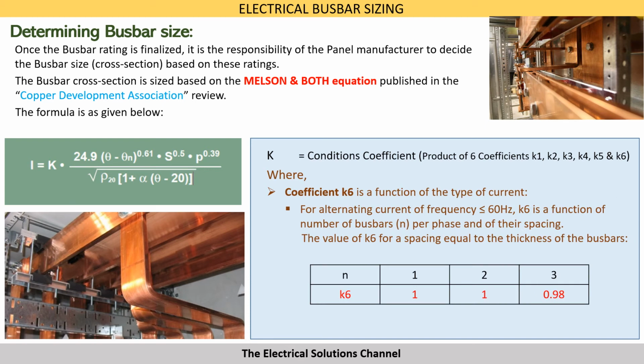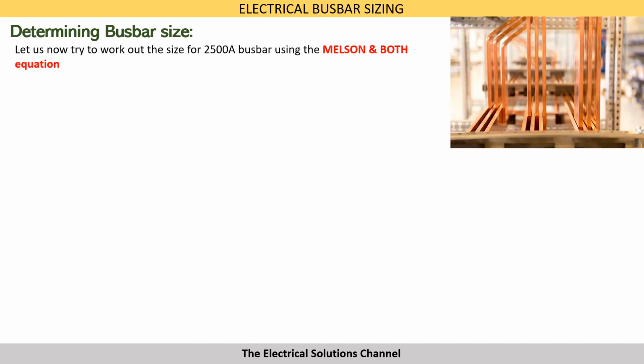Coefficient K6 is a function of the type of current. For alternating currents of frequency less than or equal to 60 Hz, K6 is a function of the number of busbars per phase and of their spacing. The value of K6 for a spacing equal to the thickness of busbars can be taken from the table below. Let us now try to work out the size for 2500 amps busbar using the Melsom-Booth equation.